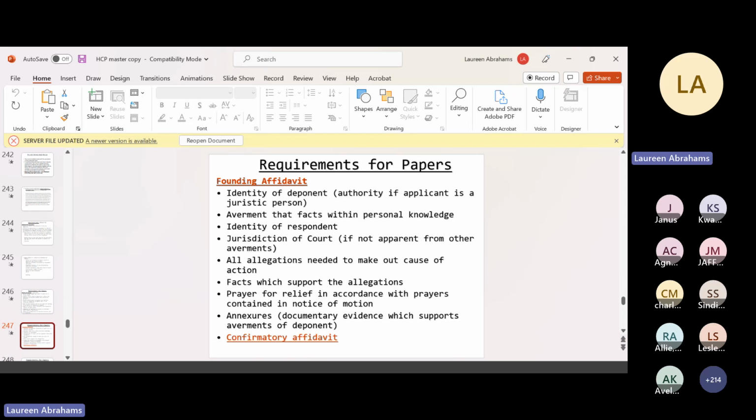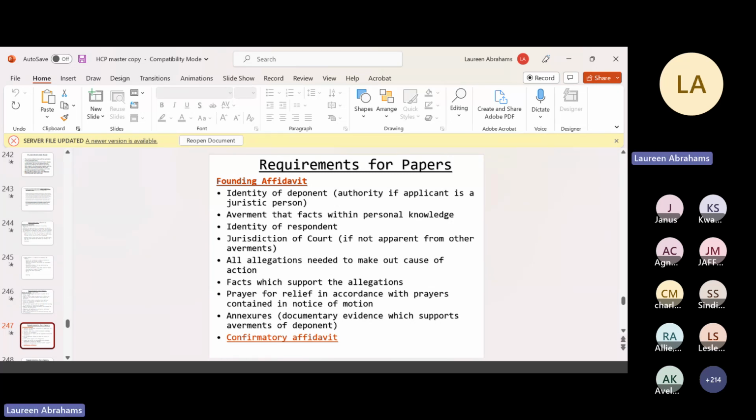If it is not apparent from the other averments, sometimes people don't put it in their papers that the court has jurisdiction. That's fine, if it's apparent from the papers. But for exam purposes, when you are going to draft, please put in that the court has jurisdiction by virtue of whatever the reason for jurisdiction is, because you're going to miss a mark. Even if it is apparent that the court has jurisdiction, they want to know that you know that the court must have jurisdiction to hear the matter.